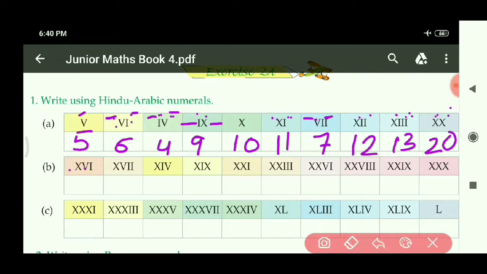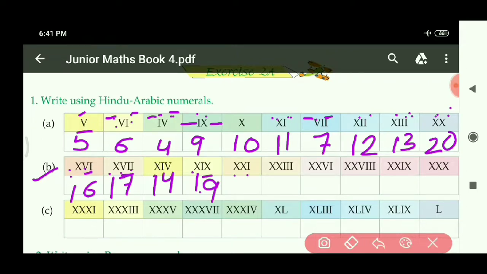Next XVI. X is how much? 10, and VI we know very well is 6, and X and it makes 16. And here XVII. X is 10 and VII is equal to 7. 10 plus 7, 17. XIV. Here X is 10 and IV is 4. Then 10 plus 4, 14. Next, X plus IX is equal to 19. 10 plus 9, 19.